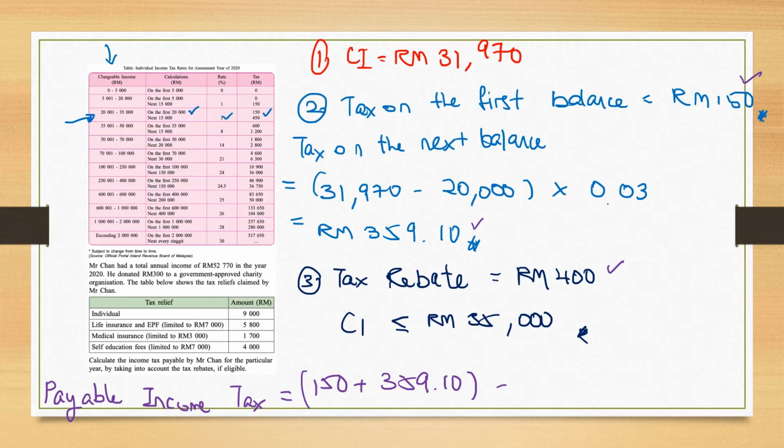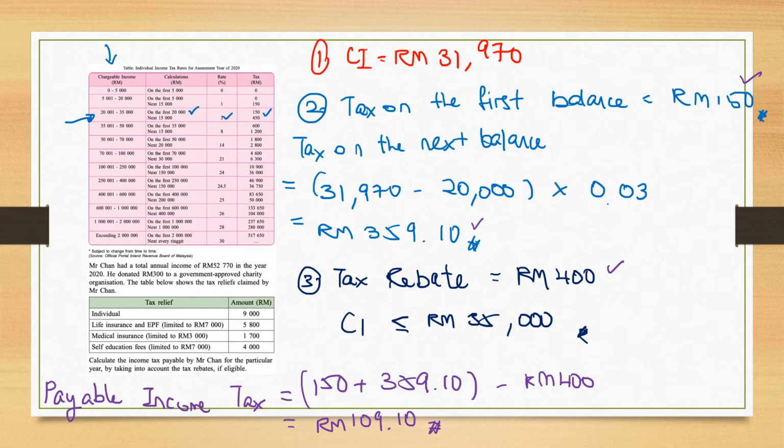As I mentioned, subtract tax rebate, 400 ringgit here. Your final figure for your payable income tax would be RM 109 and 10 cents. There you go. You find your result already of your payable income tax, and that's how you do questions related to this particular topic, calculating your payable income tax.